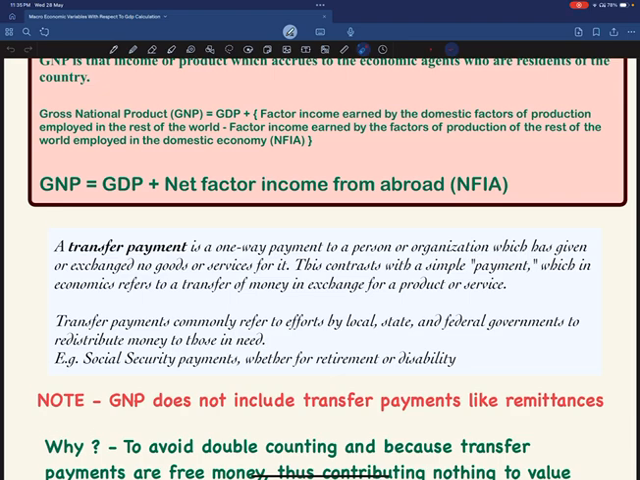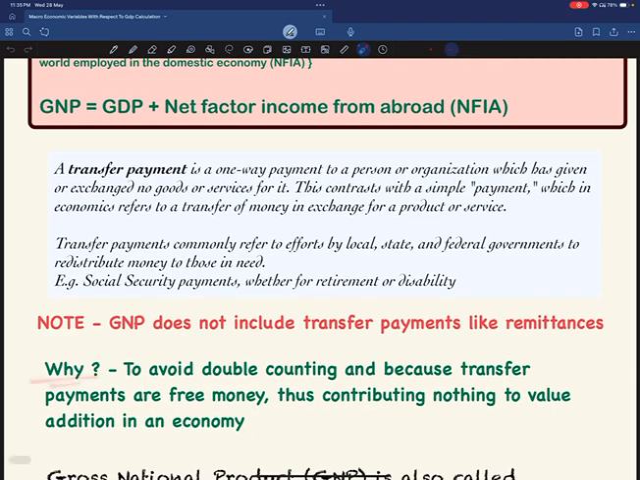So why does GNP not include transfer payments? Because it will lead to double counting. For example, a person is contributing to the GDP of another country, gets income, and sends that money to our country in the form of remittances. That income is calculated in the GDP of that country or in the GNP of our country. If we include that transfer payment in either GDP or GNP, then that will lead to double counting. So that's why transfer payments are not included in GDP or GNP.